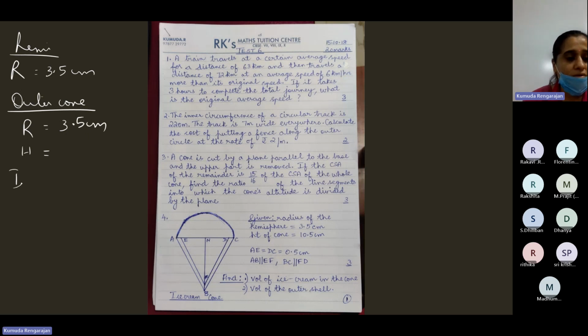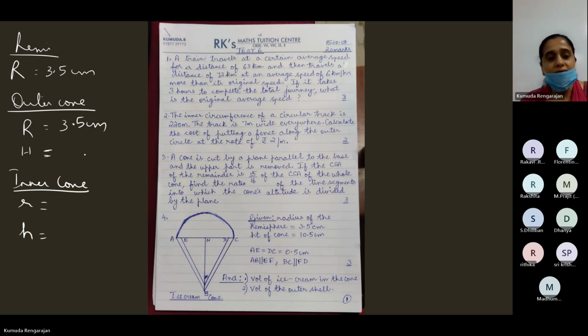Then inner cone or small cone, we need r and h. Do we know the height of the whole cone, children? 10.5. Radius of the inner cone? 3. How did we find out so easily? Because this one is 0.5. How much is this one? 0.5. So you get the radius of the inner cone as 3. Okay. Then what about the height? Height is 10.